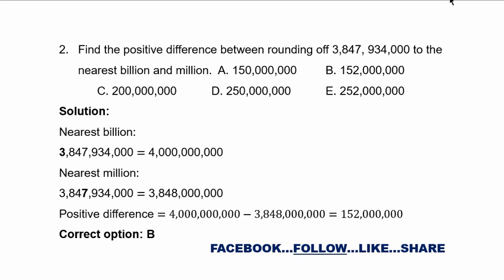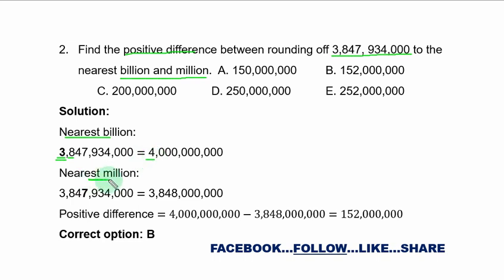Question 2. Find the positive difference between rounding off this number to the nearest billion and million. Solution. Let us take to the nearest billion. The digit in the billion position is 3. The next one is 8. It is more than 5. You round it up to 1. If you add 1 to 3, it becomes 4. So you have 4 billion.